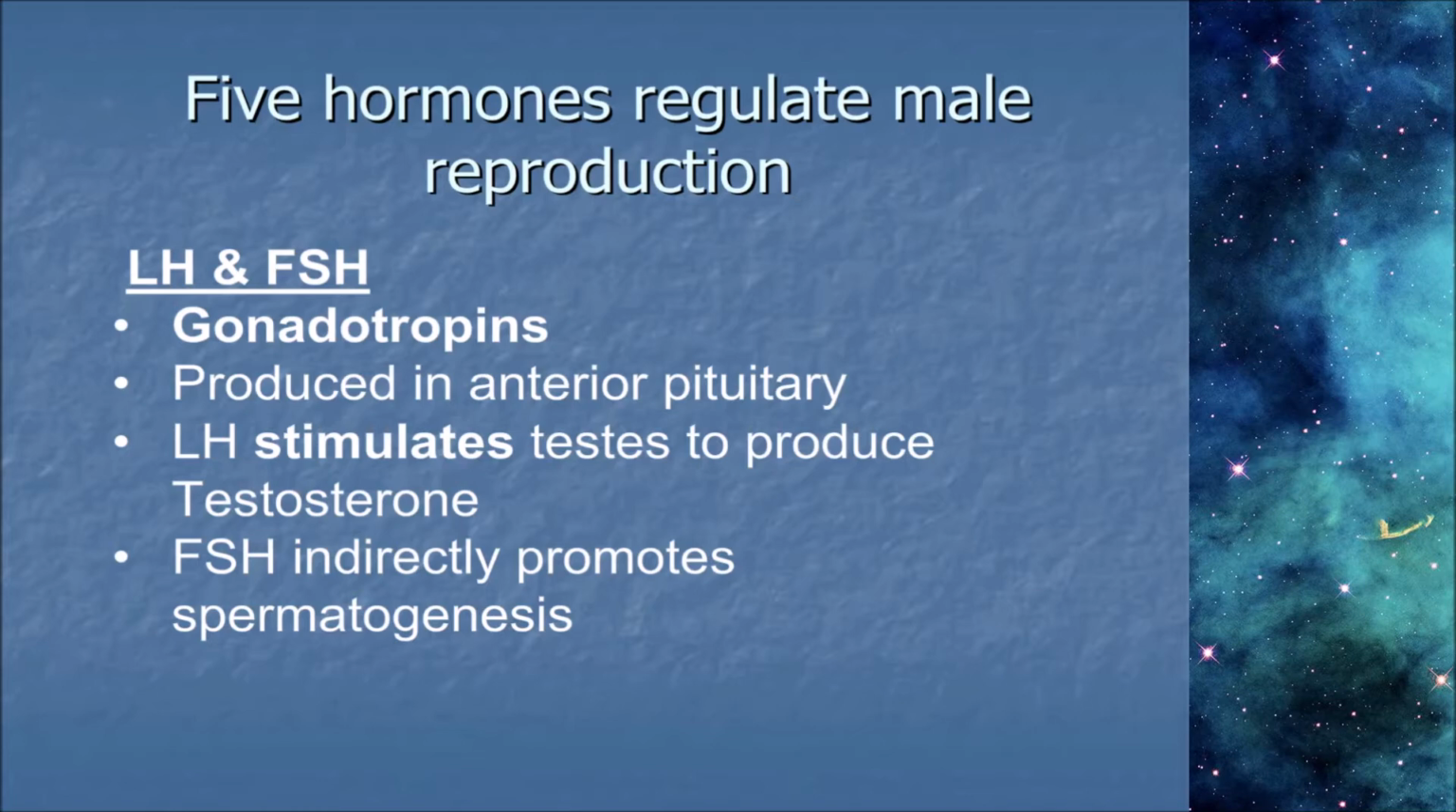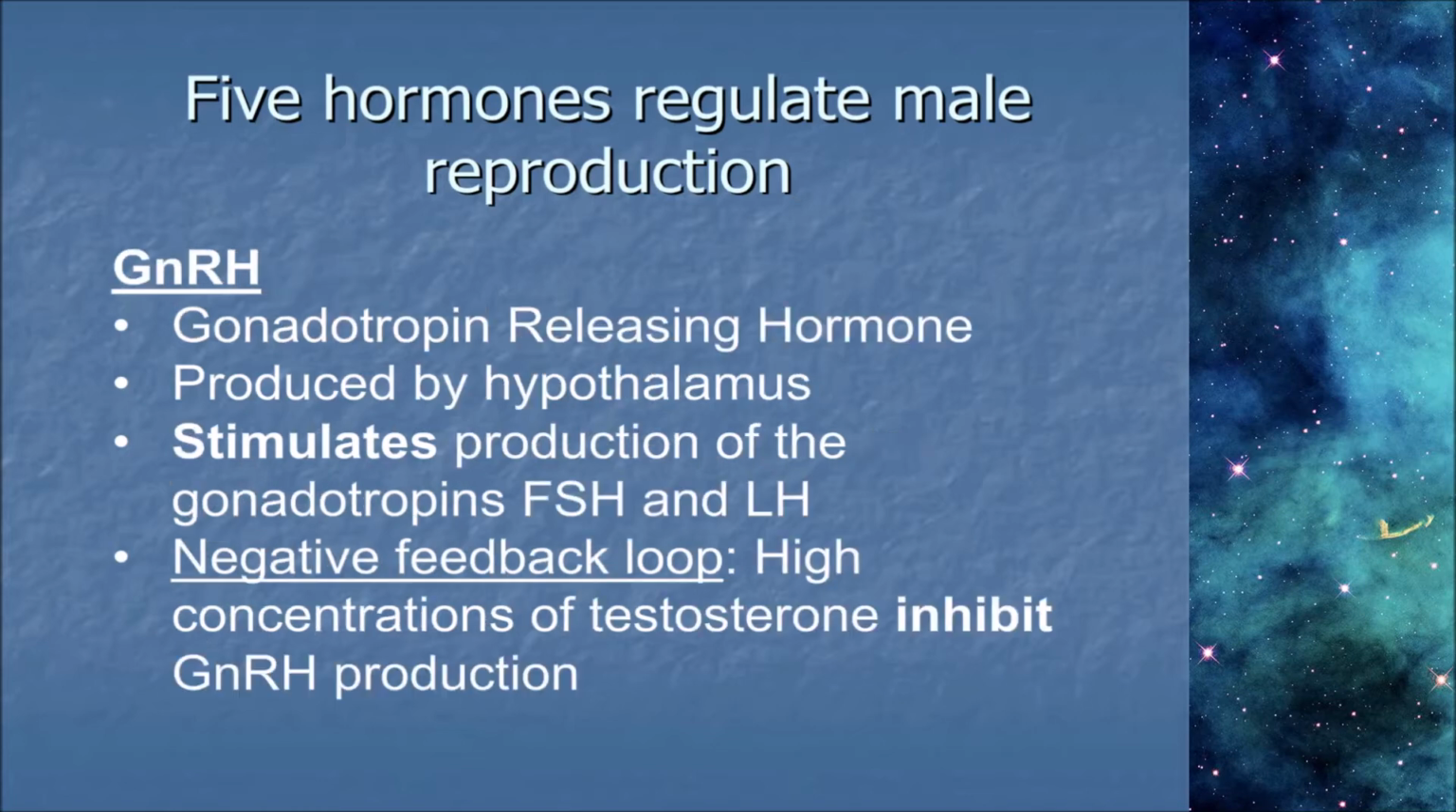FSH, on the other hand, acts indirectly to promote spermatogenesis. Specifically, it acts on the Sertoli cells, which were the mother cells, and it basically causes them to sequester androgens like testosterone within the cell to help stimulate spermatogenesis and sperm maturation. And of course, we couldn't produce LH or FSH without GnRH.